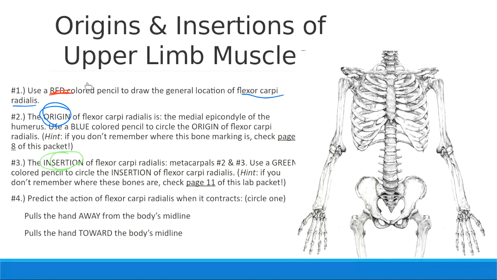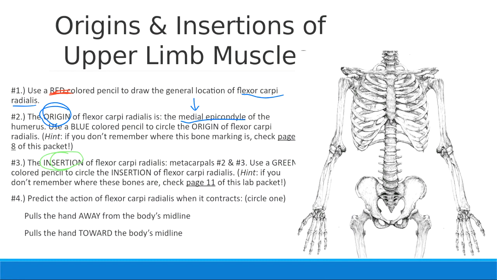So we're going to go through and use the information here in the packet to help us identify where these things would be found. The first thing we're going to label is our origins. When you look at our list here, the origin is found on the medial epicondyle of the humerus. This medial word right here, what does medial mean? Medial, think of it as the middle. We're closer to the midline.